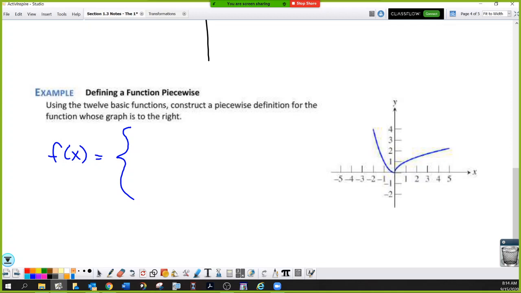On the left side of this, what kind of graph are we looking at? To the left of that y-axis, that thing's quadratic. So the parent quadratic is x squared. This graph looks like x squared as long as x is less than or equal to 0.